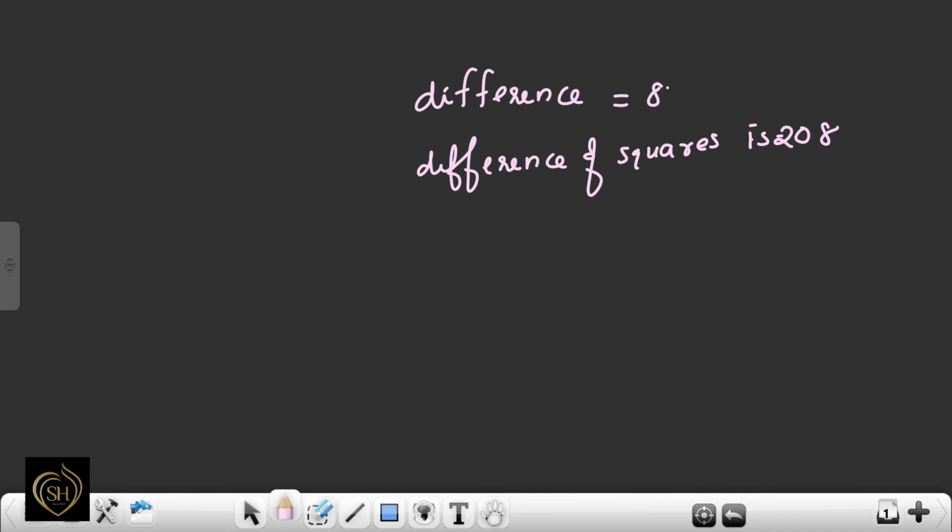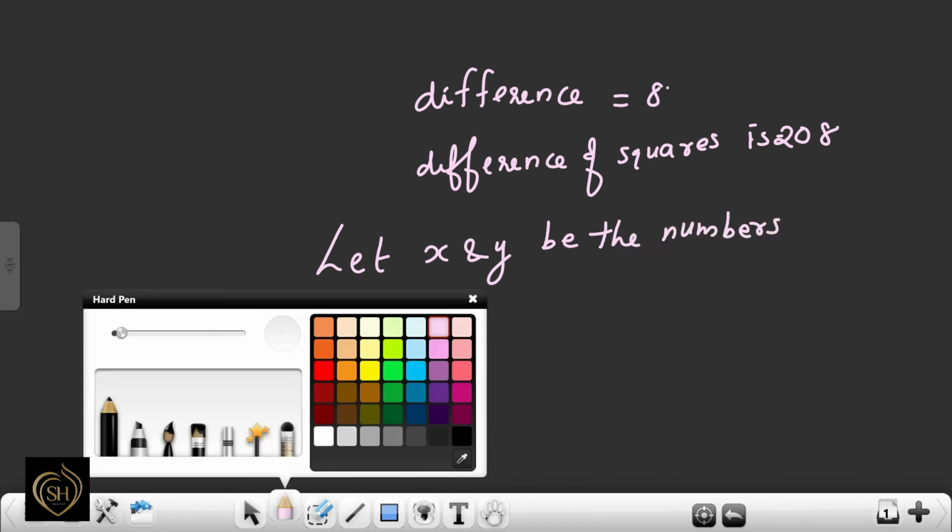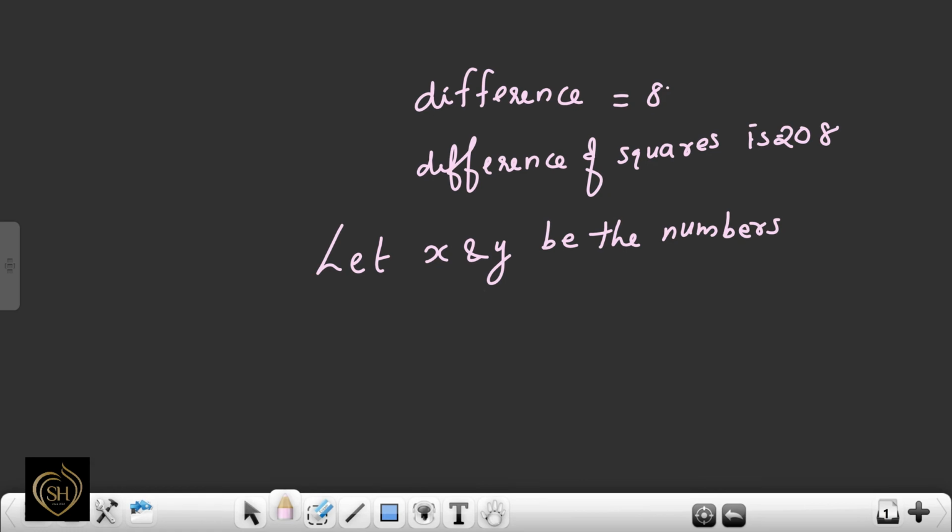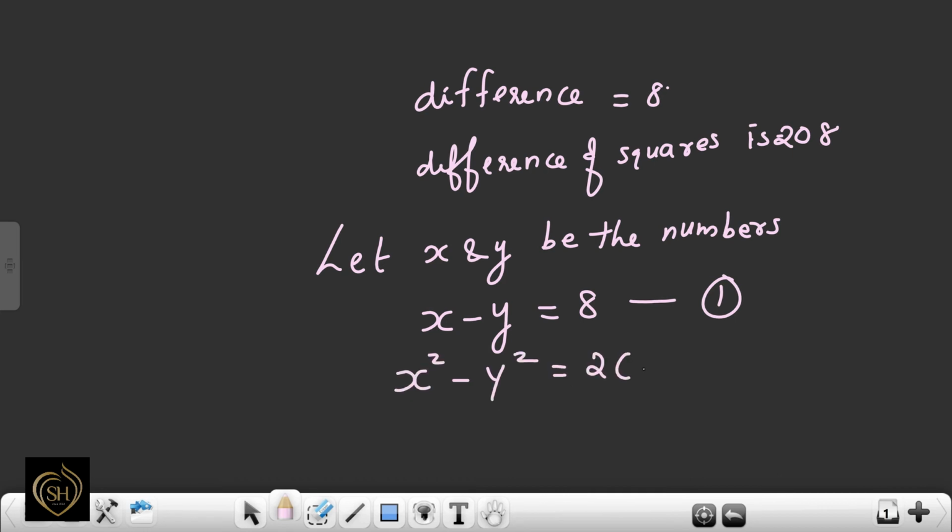Here two numbers are asked, so we take two variables. Let x and y be the numbers. Now, given that the difference of the numbers, that is x minus y, is equal to 8. This is the first equation. Also given that the difference of their squares, that is x square minus y square, is equal to 208.